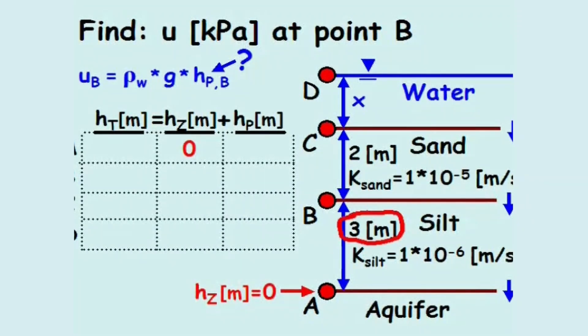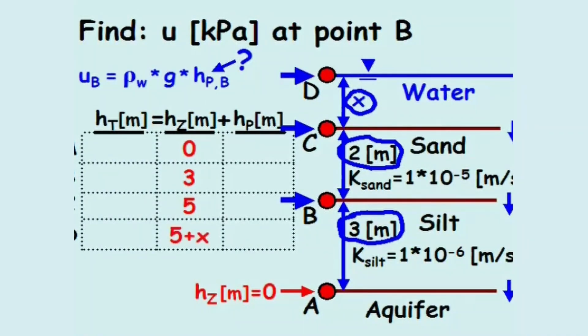Since the silt layer is 3 meters thick, point B has an elevation head of 3 meters. Similarly, since the sand layer is 2 meters thick, point C has an elevation head of 5 meters. Since the depth of water is x meters deep, the elevation head at point D equals 5 plus x meters.